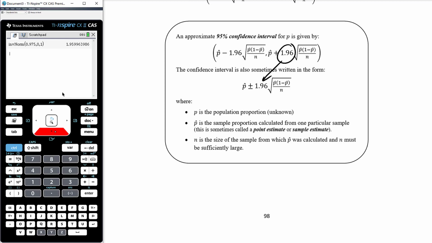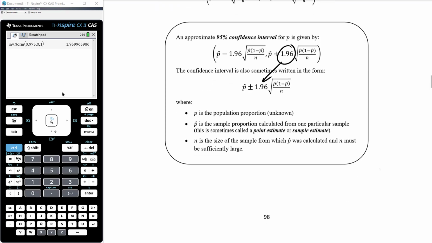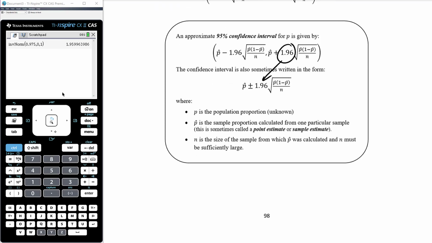So in these formulas, p is the population proportion. We don't know that. That's what we're trying to generate an interval for. P hat is the sample proportion that we've calculated from one particular sample. It's sometimes also called the point estimate or the sample estimate. And n is the size of the sample from which p hat was calculated. And n must be sufficiently large because we are using that normal approximation to the binomial. So if we were only taking samples of 5, this wouldn't really be a good model. So if we've got big enough samples, and look, that sufficiently large measure is a fairly arbitrary thing at this level. Be confident that if you're being asked to find a confidence interval, it's being deemed that n is sufficiently large.